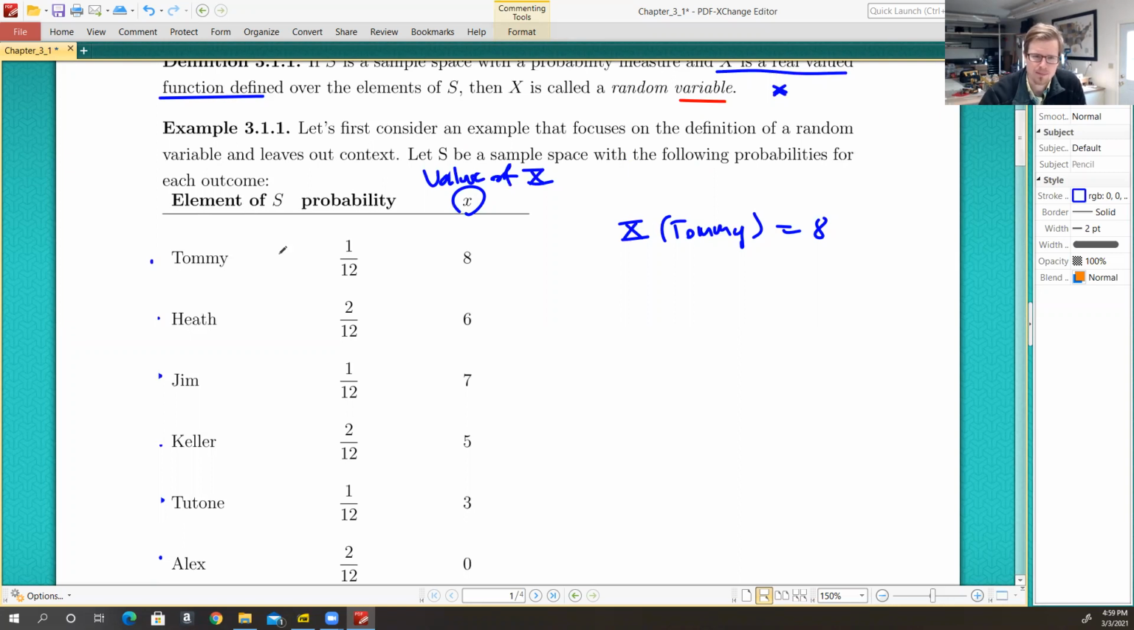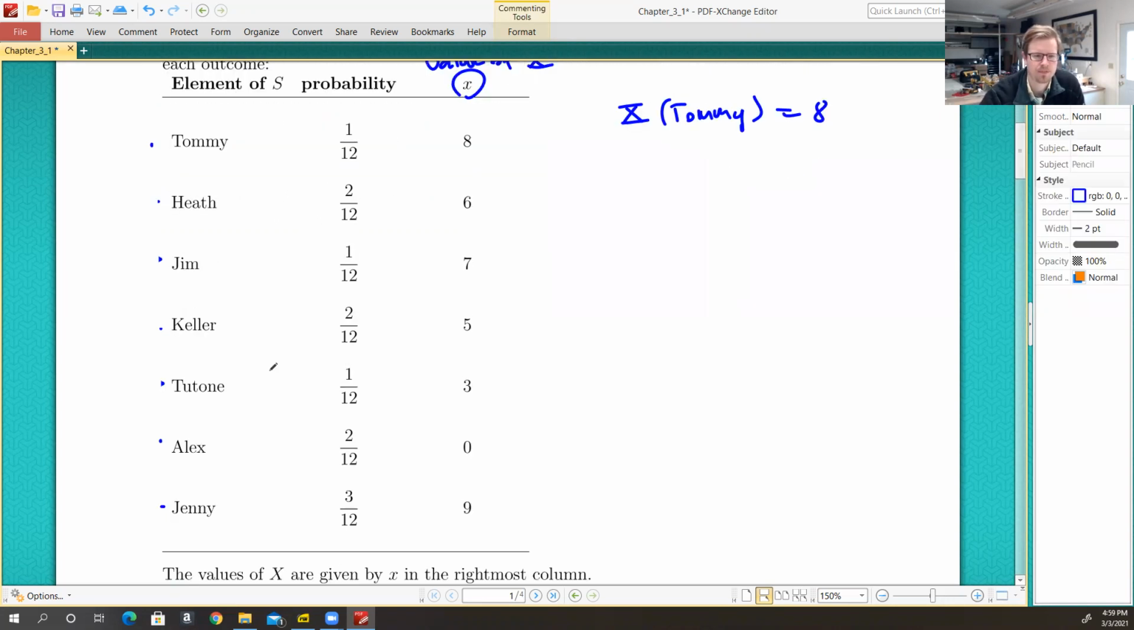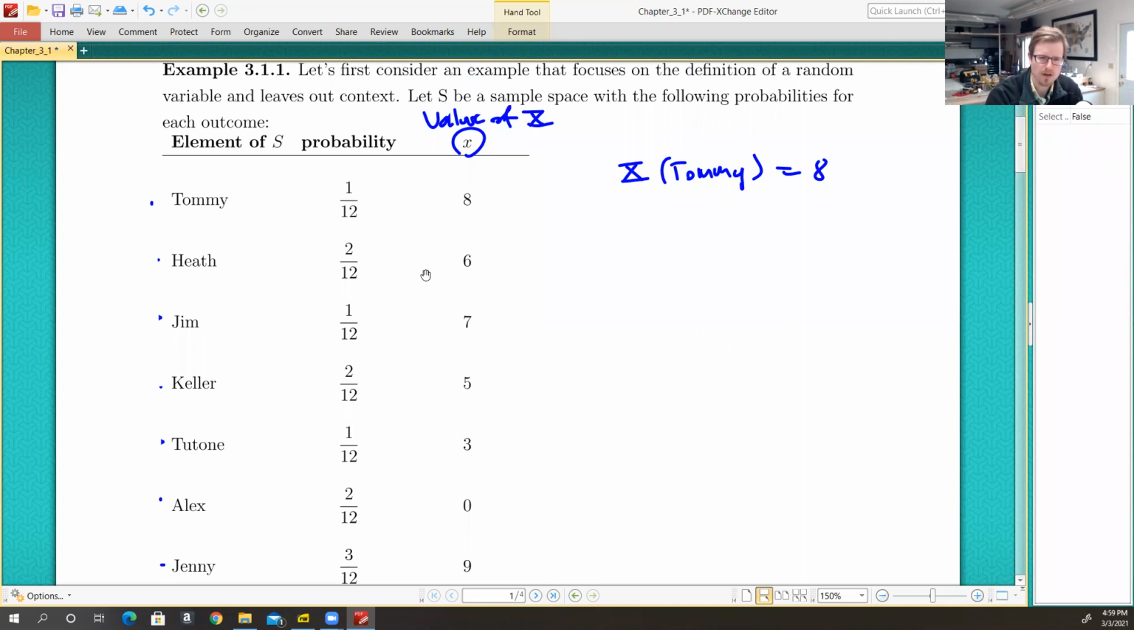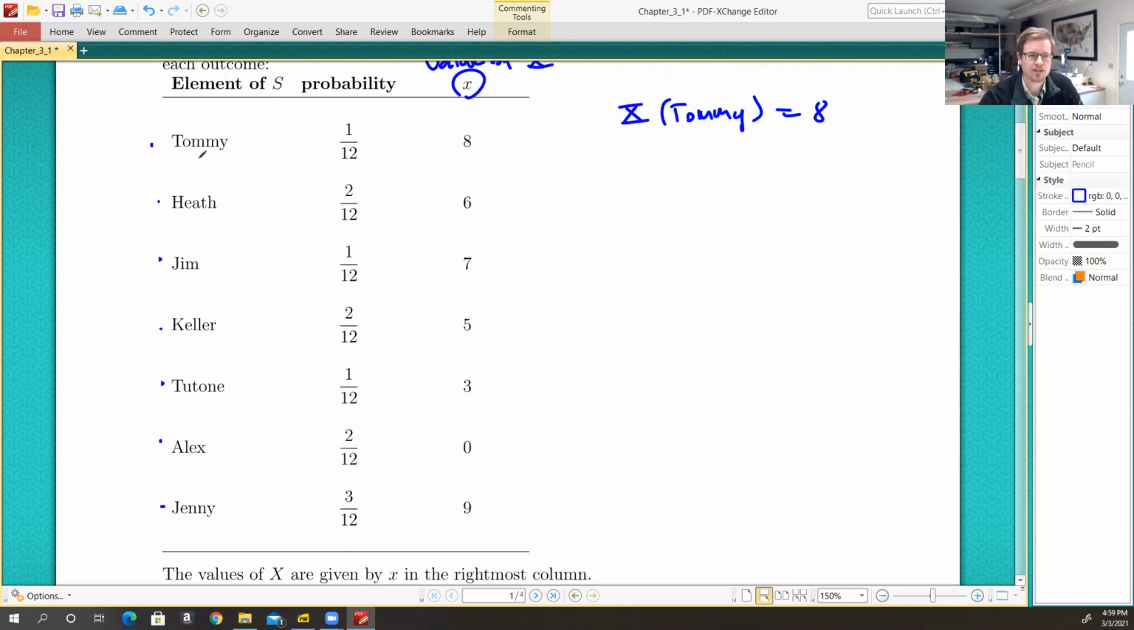So I input Tommy, I get 8. I input Heath, I get 6. I input Jim, I get 7. Keller, 5. Two-Tone, 3. Alex, 0. And Jenny, 9. Excellent. Now we also have the probability of each of these outcomes occurring in our experiment. What's the probability of us getting Tommy? 1/12. Heath, 2/12. Jim, 1/12, and so on.